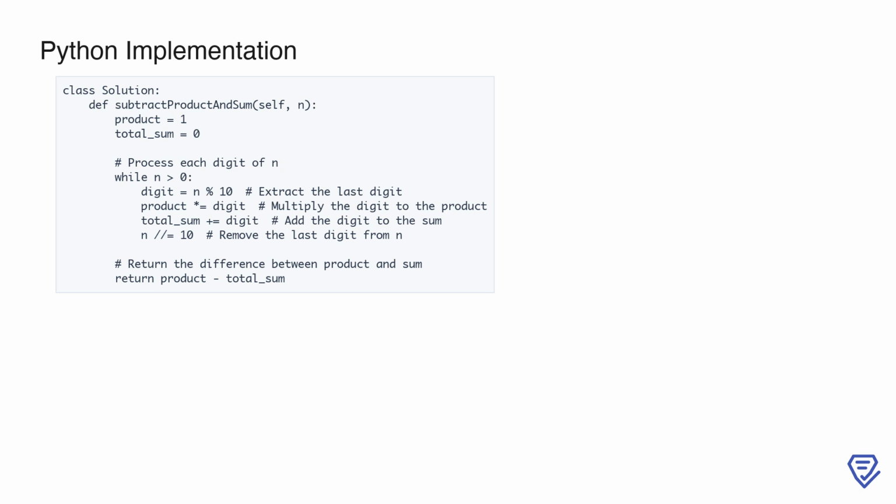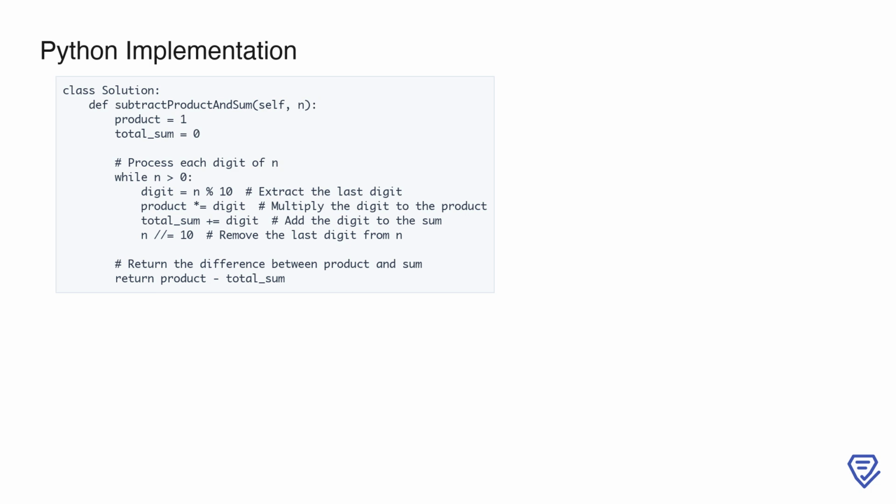Inside the loop, the last digit of n is extracted using the modulus operator, n % 10. This digit is then multiplied into the product variable and added to the total_sum. After processing the digit, n is reduced by removing the last digit using integer division, n //= 10. The loop continues until all digits are processed, i.e., n becomes 0. Finally, the difference between product and total_sum is returned as the result.